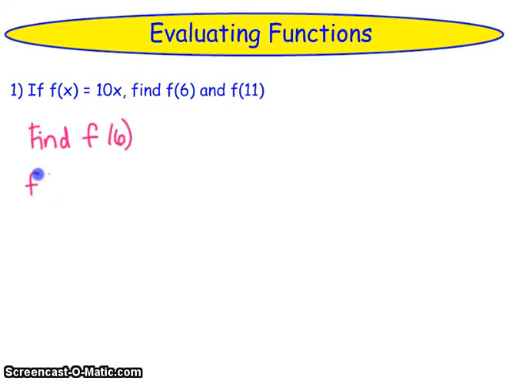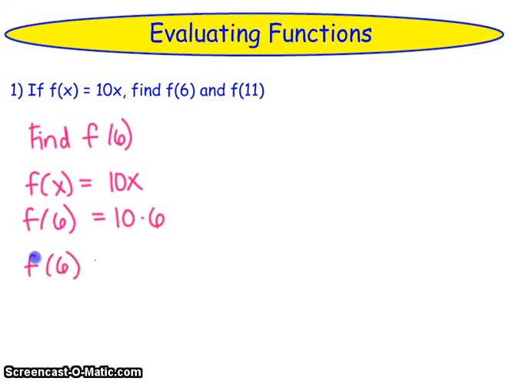We know that f of x equals 10x. But what we want to do is f of 6. So for f of 6, we're going to put 6 wherever we see an x, so that we can say that f of 6 equals 60, because we did 10 times 6 equals 60. What I did here is, when I see x, I replace it with 6.